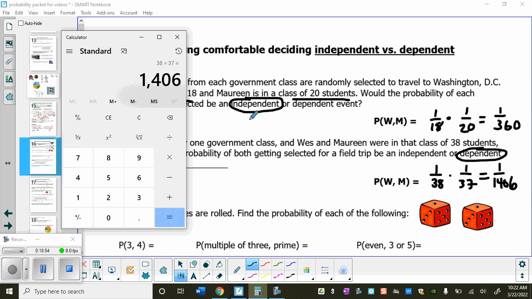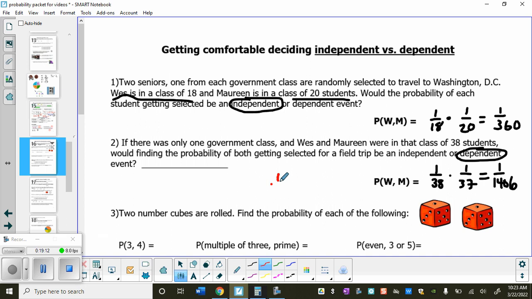Now I want to compare the percentages real quick. If I do 1 divided by 1406, oh wow, that's really small. Let's try that again. 1 divided by 1406. Let's see if I was right. Yeah. Okay, so this is 0.00007. That's what that times 10 to the negative 4 meant.